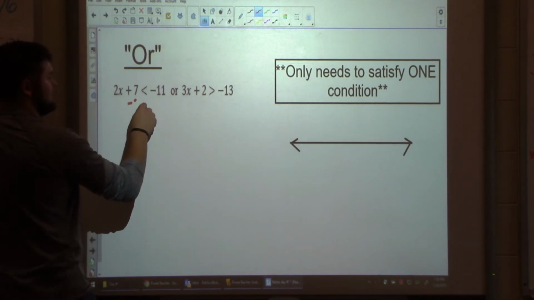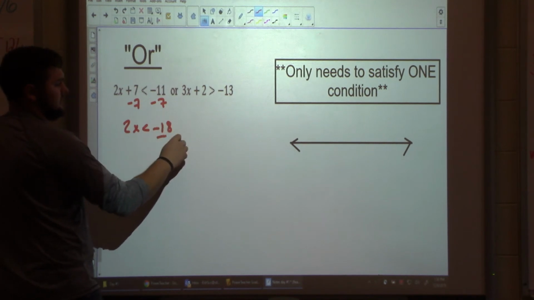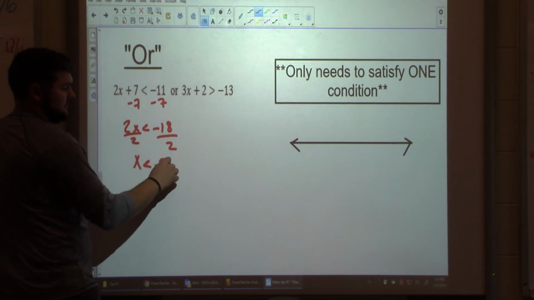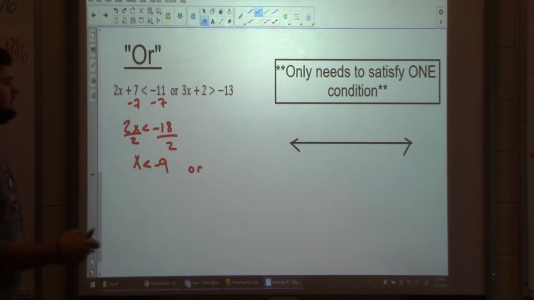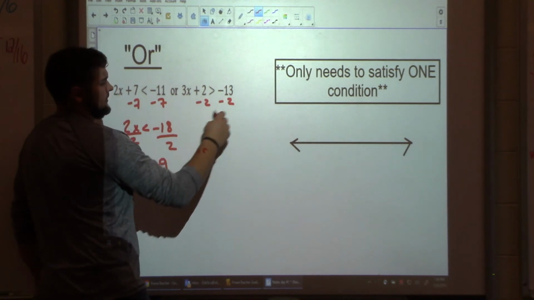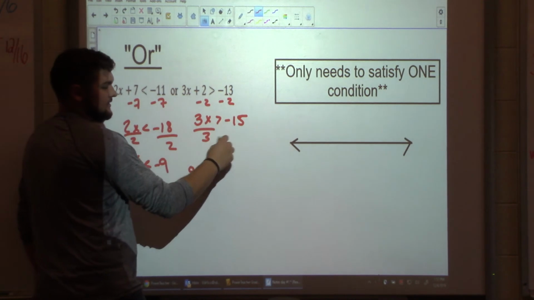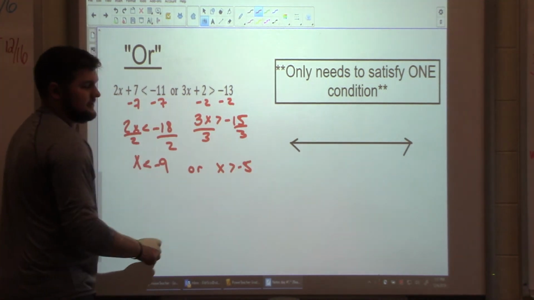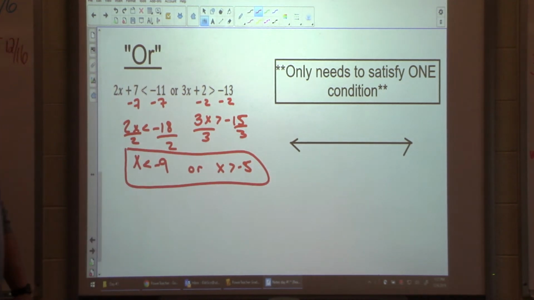So you take minus 7, 2x is less than negative 18, and divide by 2. X is less than negative 9. Or, minus 2, 3x is greater than negative 15, divide by 3, x is greater than negative 5. So that's our inequality right there. Now we need to graph it.